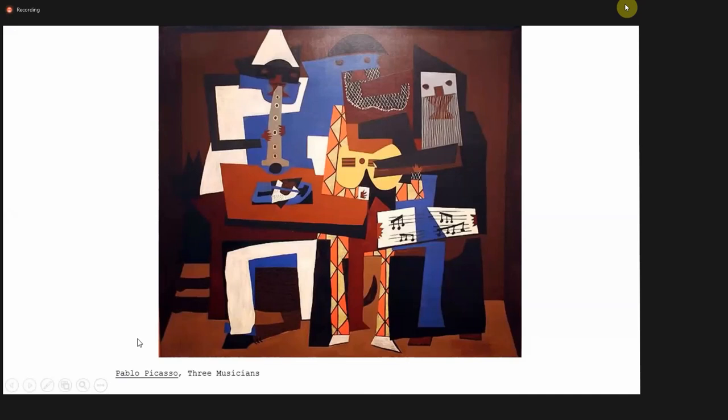This is Pablo Picasso's Three Musicians. This is typical cubism. All the pictures, all the shapes were created by geometric shapes, all the figures. By looking at this painting, you can see what cubism is.